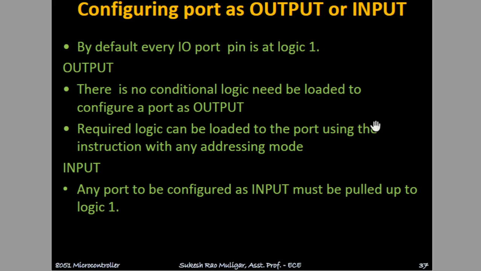But whenever you want to use a port as an input line, the only one condition that is supposed to be satisfied is the port should be pulled to logic 1. So this is the last statement you need to remember: any port to be configured as input must be pulled to logic 1. But there is no condition to configure a port as an output port. Output data can be either 0 or 1, so it depends. But whenever you configure it as input, the port has to be logic 1.